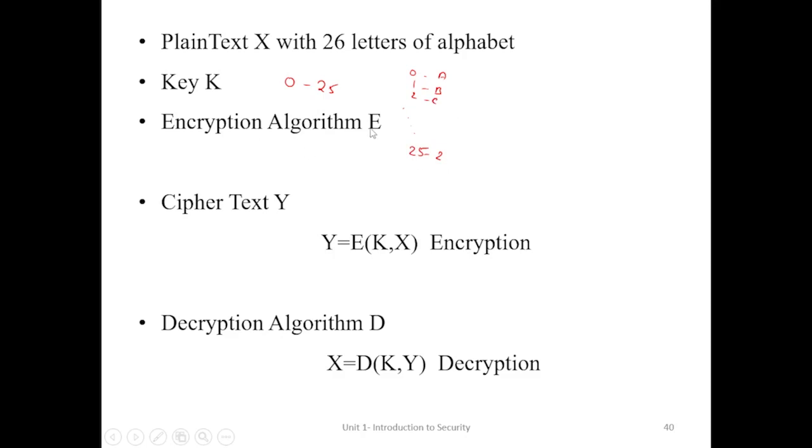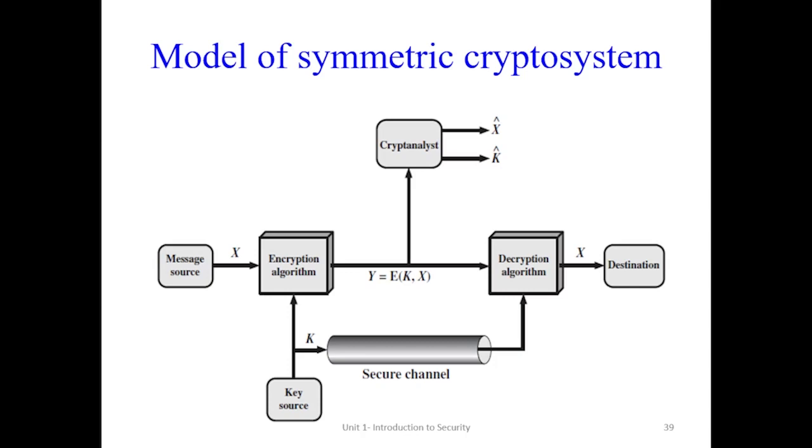Encryption algorithm function is E. Decryption algorithm function name is D. And plain text is X, ciphertext is Y. So Y is equal to E of K comma X. So that is encryption. X equal to D of K comma Y, which represents the decryption model. So the same symmetric encryption is denoted in a different way in this symmetric crypto system.